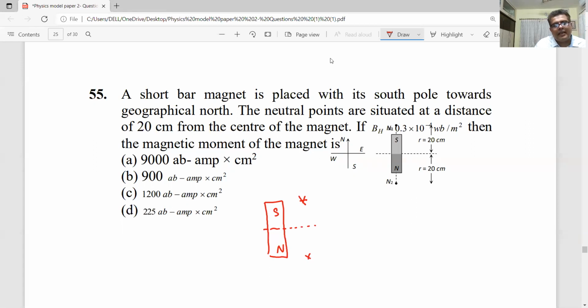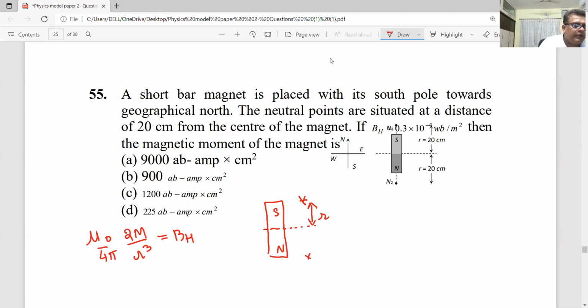Who is cancelling the magnetic field created by the magnet? Cancellation of the magnetic field created by the magnet is done by the Earth's magnetic field. Therefore, mu naught by 4 pi into 2m by r cube is equal to BH. Same way, 1 by 4 pi epsilon into 2p by r cube. Same idea over here, which will be cancelled.